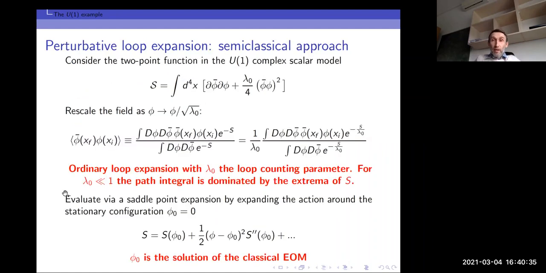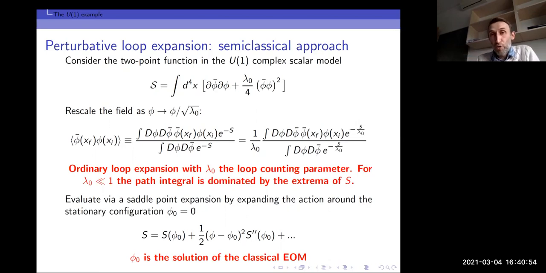Okay, so now it starts to be a bit technical, but I think we can pass. It's not so scary. I will try to remind you how we can define the perturbative loop expansion, the standard textbook Feynman diagrams, in a semiclassical approach, which will be convenient for me to use later.